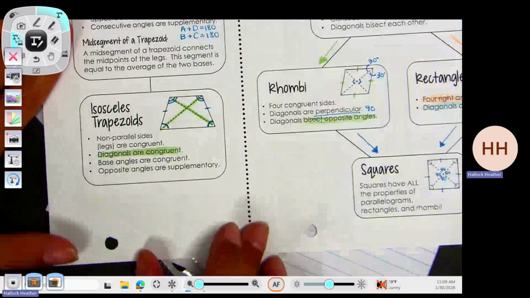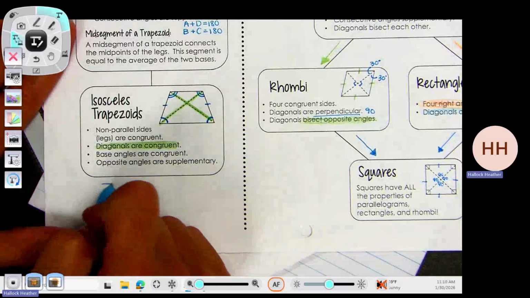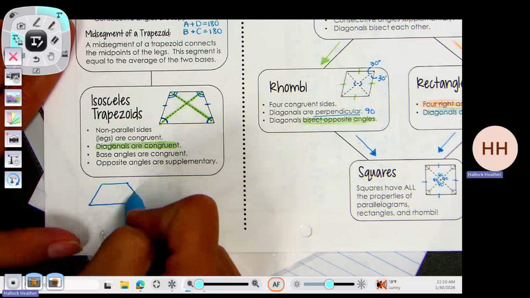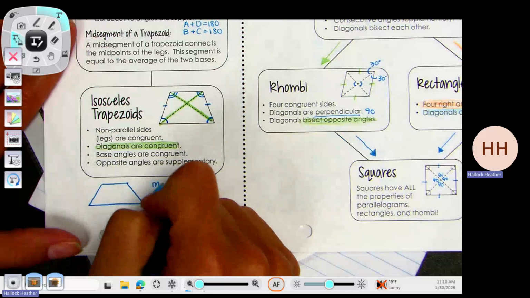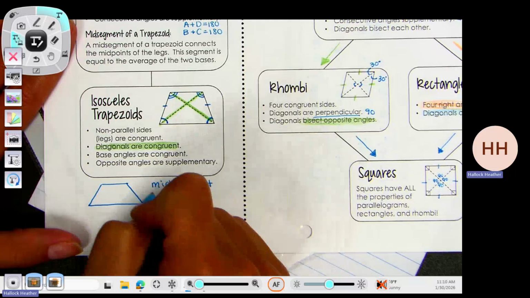And then down here, we're going to draw a picture. So hopefully you can draw a picture. We're going to draw a trapezoid. Doesn't matter if it's isosceles or not. This is for mid-segment. This will be on the test. This will be on your EOC.